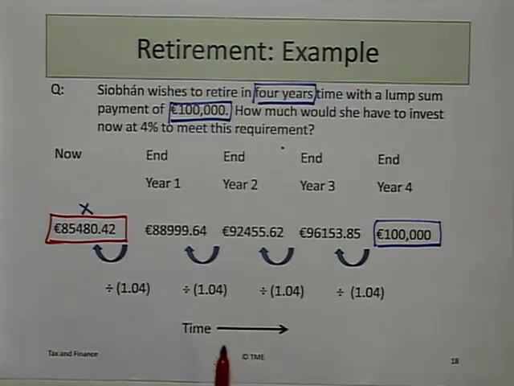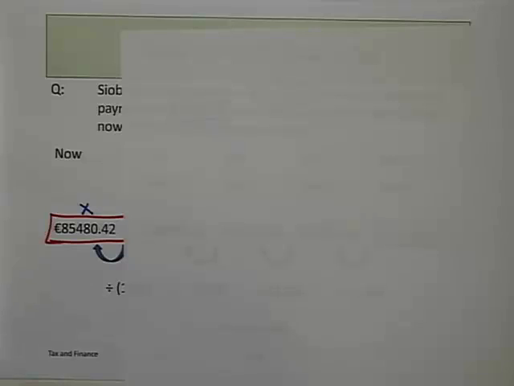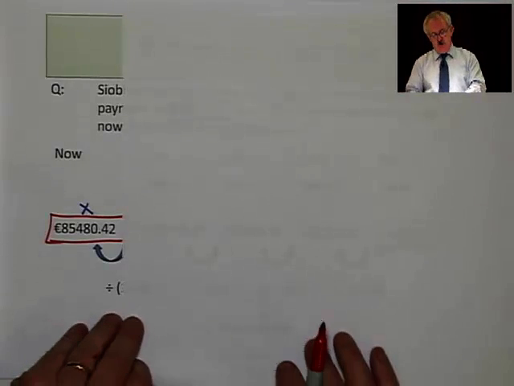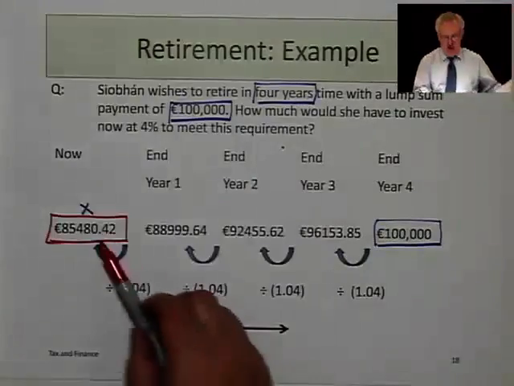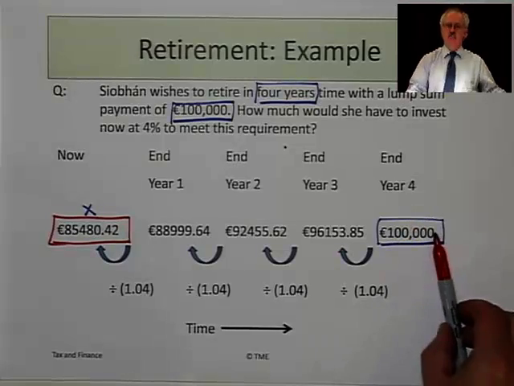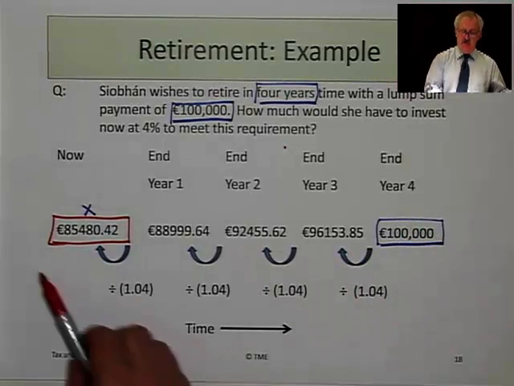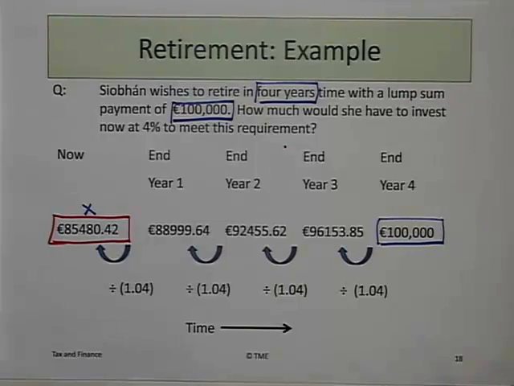85,480. Now, that's exactly the same as if we had said she's putting in 85,480. What will happen to it if she invests going forward in time? And we would say that would be multiplied, multiplied, multiplied, multiplied to give us the 100,000. But we're looking back from the future back, so the number has got smaller.